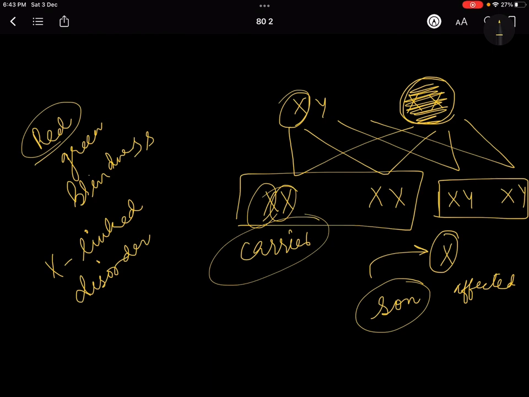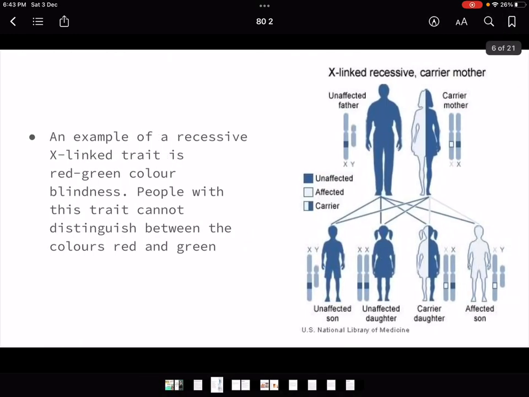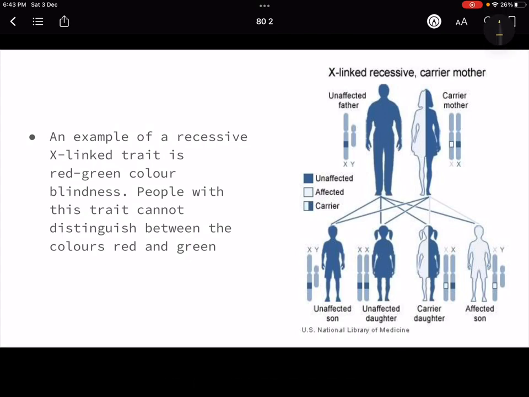That is why red-green blindness, or any X-linked disease, okay, if the mother has that disease, it is going to come in the child, the son basically, because the son only gets one X and that is from the mother itself, right. So I hope you have understood this point, right. So I have shown you its example.